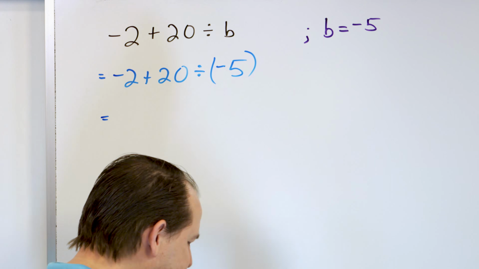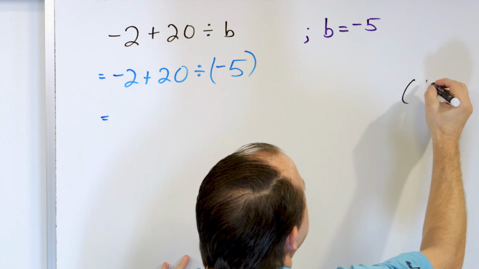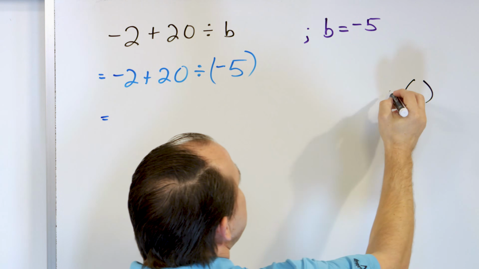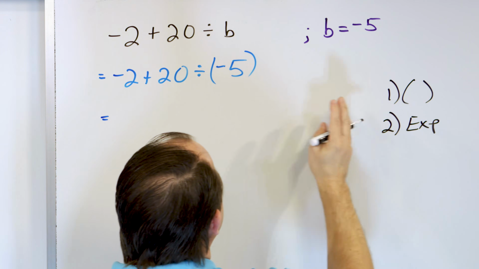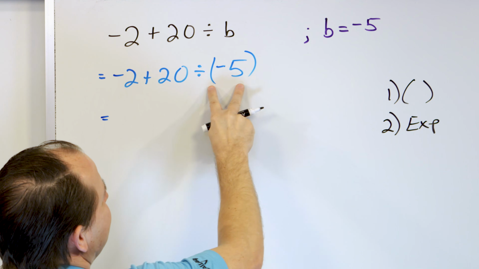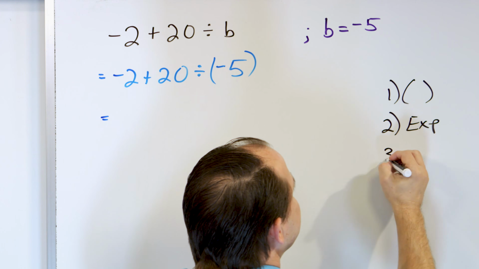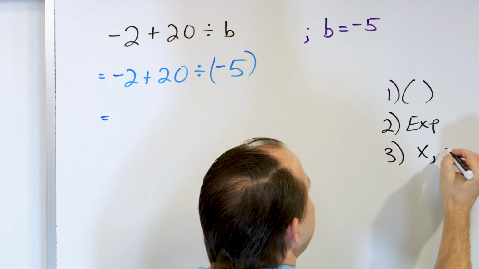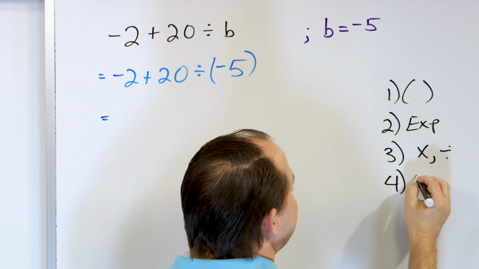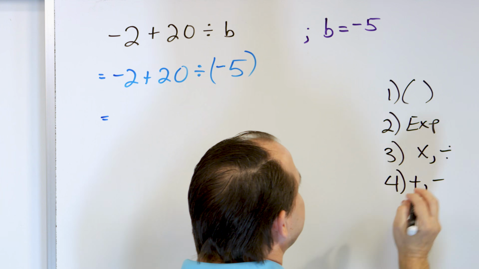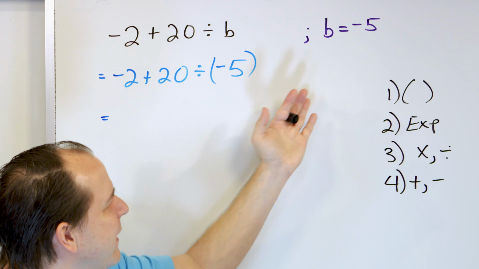Remember, for order of operations, just a quick review. The very first thing you do is you do any parentheses first, right? And then the next thing you look for is any exponents. We don't have any exponents here. We do have parentheses, but the only thing in there is a number, so there's nothing to do. And then at the third priority level, we multiply and divide from left to right. And in the fourth priority level, we add or subtract from left to right.